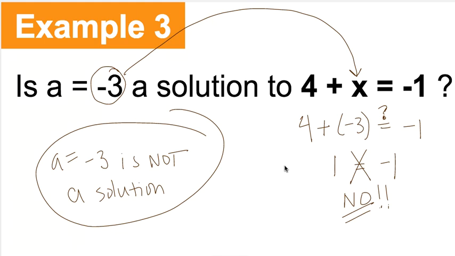Right now, while we have one equation and one variable, there's only one number that can be a solution. -3 is not it in this case. And that's all.